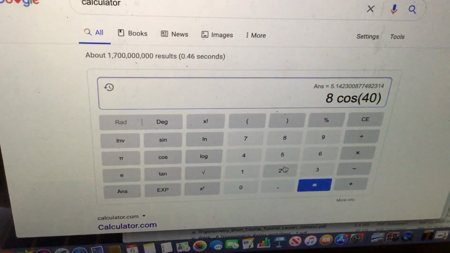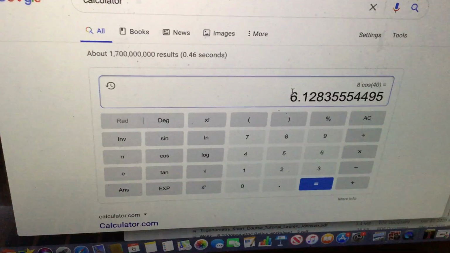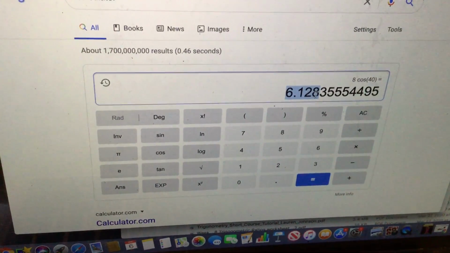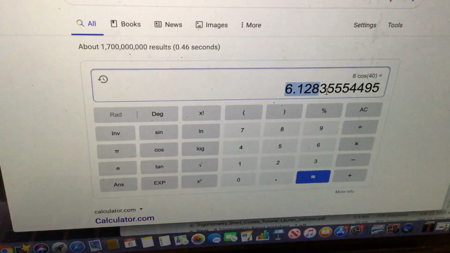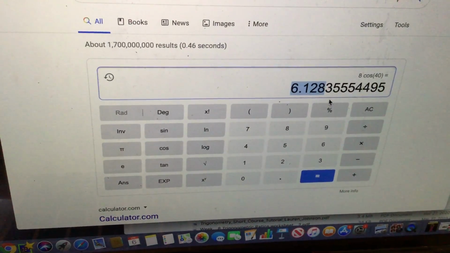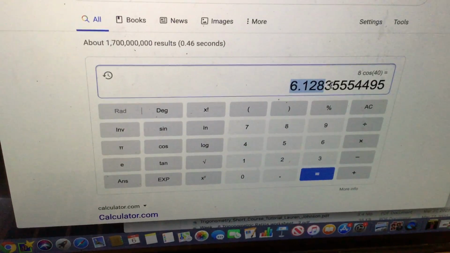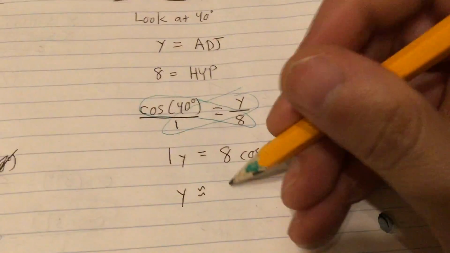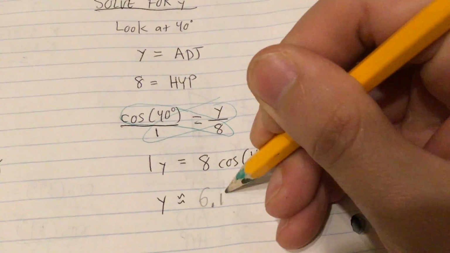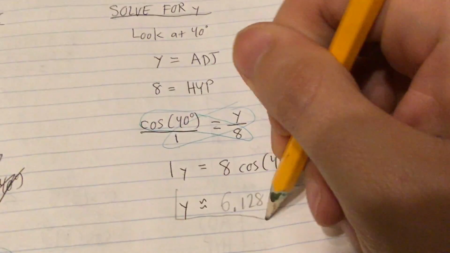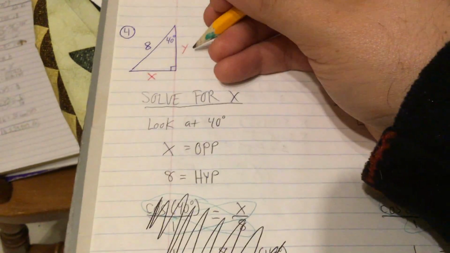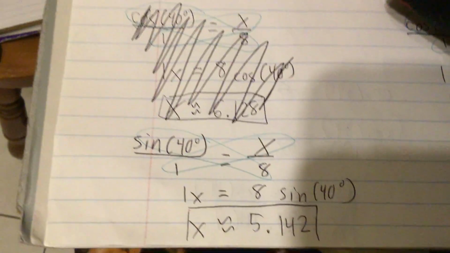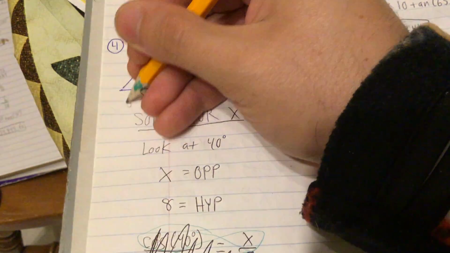And I'm in degrees. Okay, cool. So I get 6.12835, blah, blah, blah. But all I care about is 128 in the 4th decimal place. Do I round up or round down? Well, that 4th decimal place is a 3, so I'm going to round down. So 6.128. Let me just update the diagram really quick. This is 6.128, and that x is 5.142.